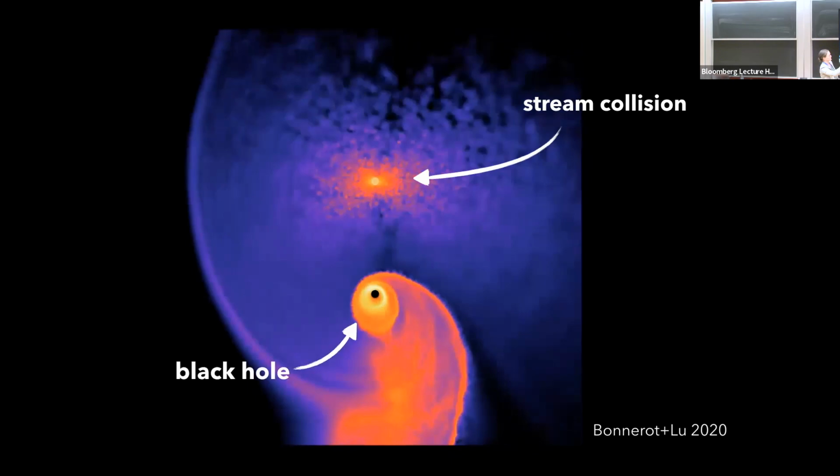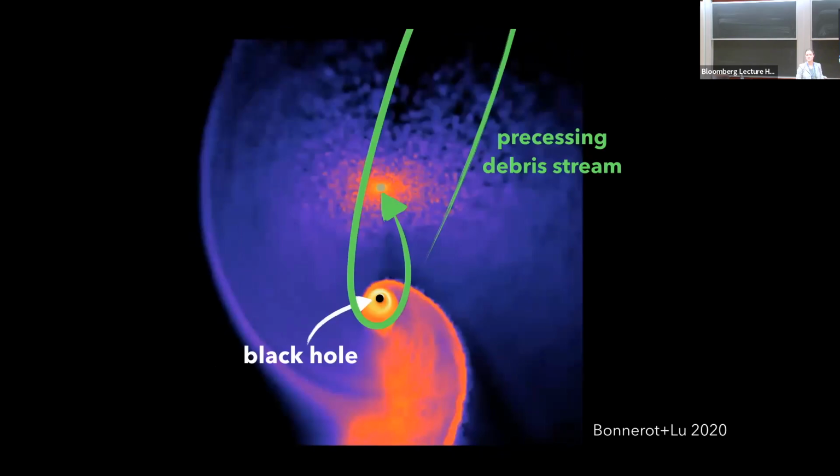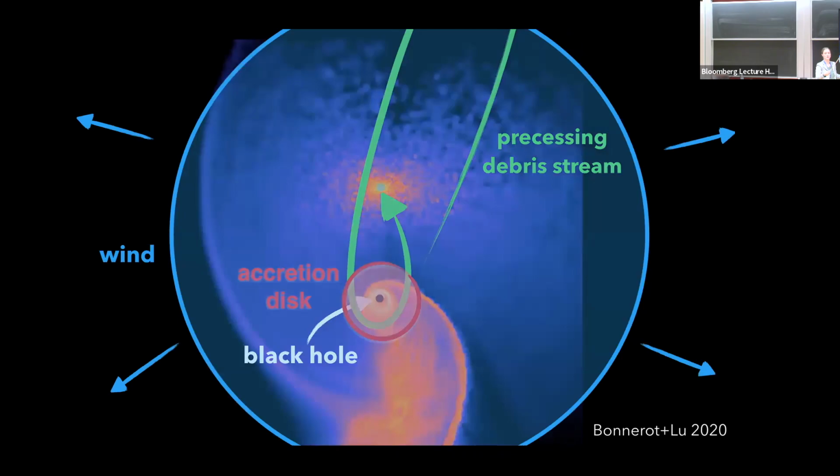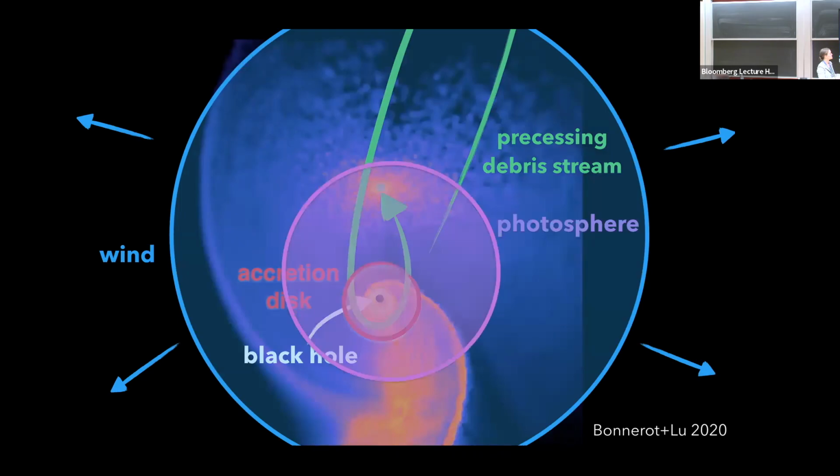And so if we break this up into its different components, we have this initial debris stream and stream collisions. We have a forming accretion disk. Outside of all this, we have wind and outflows, both driven by stream collisions at early times and at later times by the disk potentially.